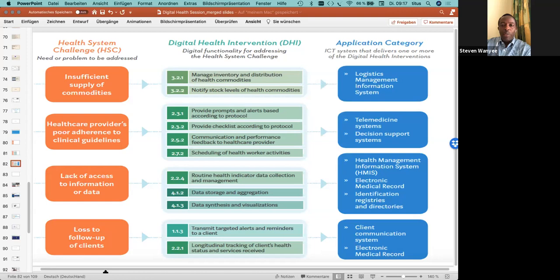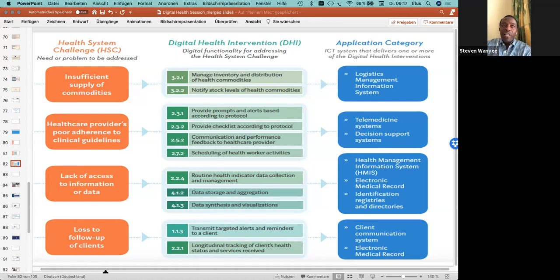Yeah, so you're able to then complete this sort of broad thinking, where you look at what is the health system challenge on the leftmost side of the slide you're looking at. So, for example, if you look at the bottom one, if what you're trying to deal with is loss to follow-up of clients, you're running an HIV program in your country, and you have a very high rate of loss to follow-up. So patients are coming, they get enrolled into the program, and then they disappear.